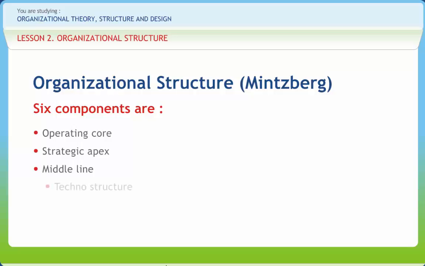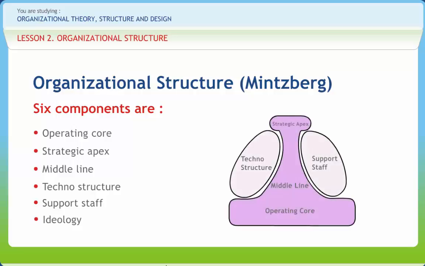Fourth is the technostructure, the analysts who design, plan, change or train the operating core. Fifth is support staff, the specialists who provide support to the organization outside of the operating core's activities. Sixth is ideology, the traditions and beliefs that make the organization unique. The author describes that the organization's structure depends on the organization itself, its members, and the distribution of power, the environment and the technical system.